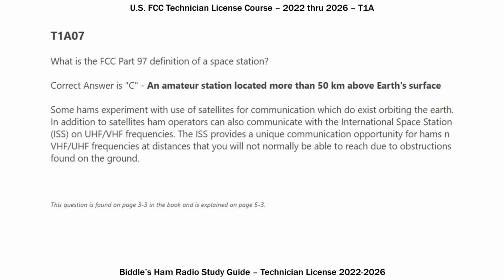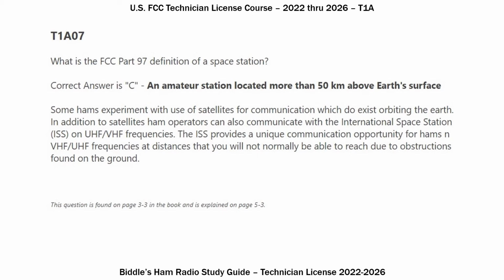Okay, so some hams experiment with the use of satellites for communication, which do exist orbiting the Earth. In addition to satellites, ham operators can also communicate with the International Space Station, or the ISS, on UHF and VHF frequencies. The ISS provides a unique communication opportunity for hams on VHF/UHF frequencies at distances that you will not normally be able to reach due to obstructions found on the ground.